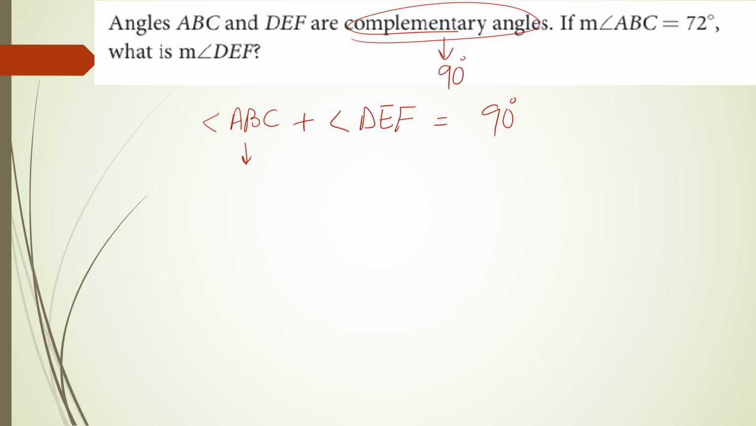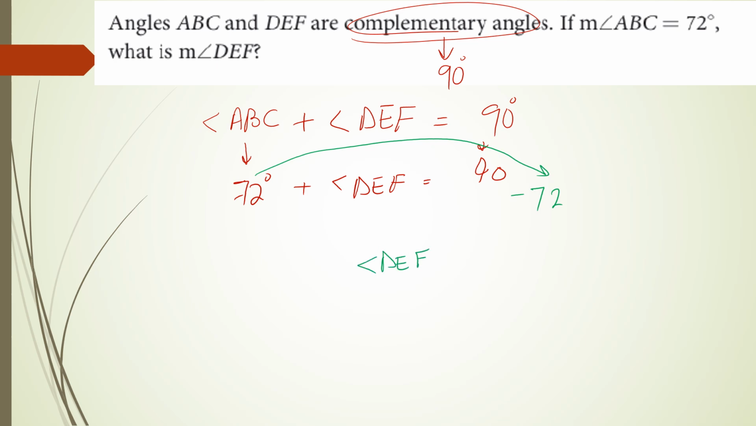Now angle ABC is 72 degree. We don't know the measurement of angle DEF, equals to 90, just copy down. Bring the 72 on the other side, so it becomes minus 72. So 90 minus 72 gives you 18. So you will write that angle DEF equals to 18 degree.